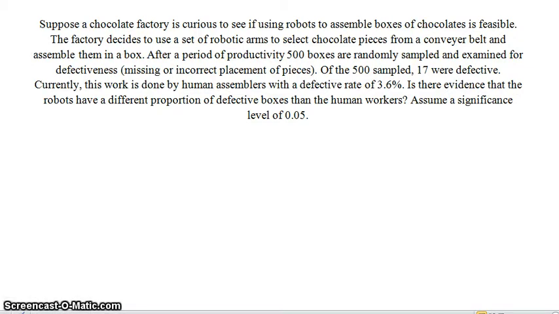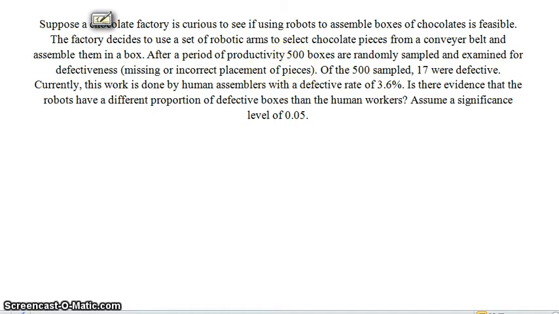And currently, this work is done by human assemblers with a defective rate of 3.6%. So the factory currently uses human workers, and their error rate or defective rate is 3.6%. What we want to know is, is there evidence that the robots have a different proportion of defective boxes than the human workers? And we should assume a significance level of 0.05. So the first thing we should do is underline the important pieces of this problem.